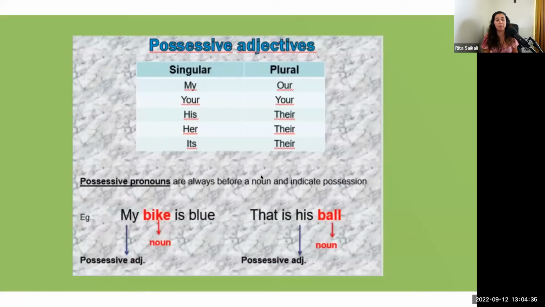Okay? So what are our possessive adjectives? My, your, his, her, its, our, your, and their. Okay? They look very similar to the other ones that we're going to see in a minute, but these ones always have a noun following. So for example, my bike is blue. We have the my, and that's the possessive adjective. Bike is the noun. That is his ball. His is the possessive adjective. Ball is the noun. So if it's followed by a noun, it is a possessive adjective.